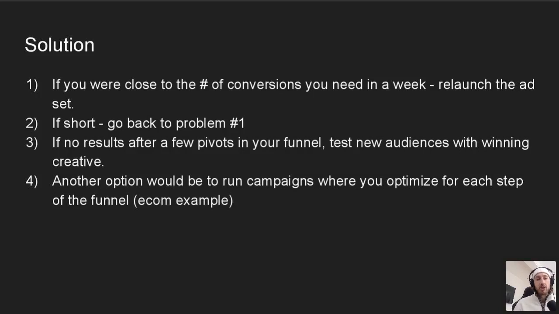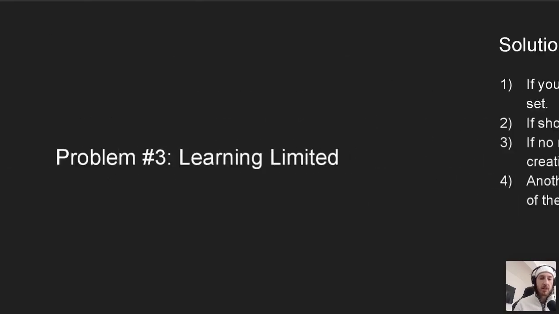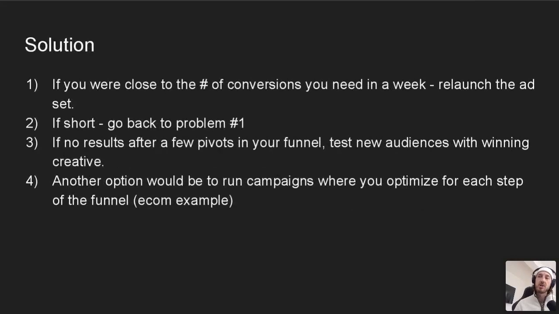The final thing I would do here, so to go back, if your problem is learning limited, the final thing I would try is to duplicate the campaign and optimize for different steps of the funnel. So if we think of e-commerce again, just because it's an easy example, the first thing you can do is view content. That's the conversion, which is somebody literally viewing the product page. The second thing you can do is add to cart. So you can optimize for people that are likely to add the product to their cart. Third thing is initiate checkout.